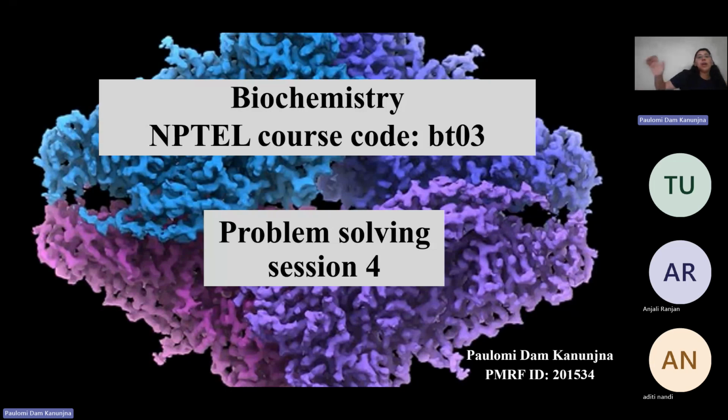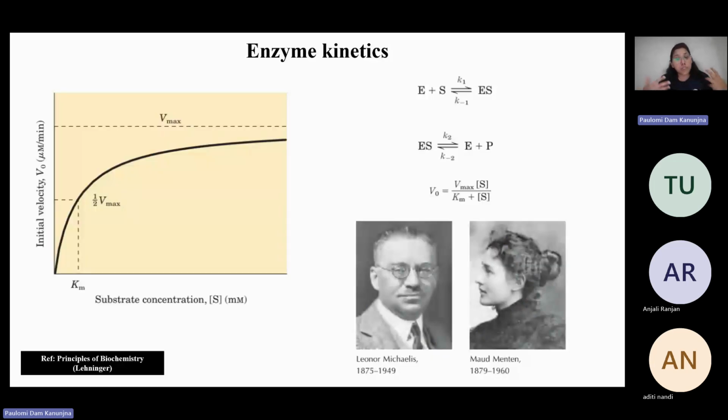Before we jump to new topics, let's brush up the previous topics and do a few numericals that were left in the previous class. We did enzyme kinetics in the previous session, where we looked at the kinetics of the formation of product from the substrate when there is an enzyme involved. We looked into the Michaelis-Menten equation, where we see E plus S forming ES, which further gives rise to product.